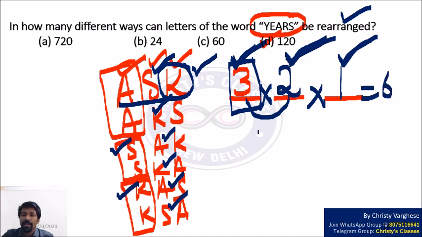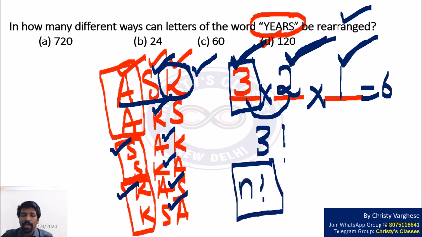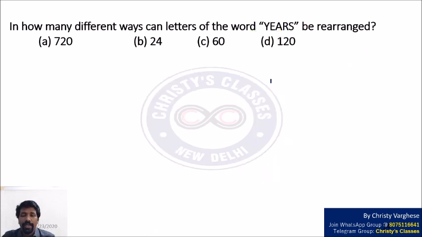Or we can say mathematically 3 factorial, or in general, if it is n letters, n factorial will be the idea. For letter arrangement questions, n factorial is the idea. I hope all of you understood that. Now, there are some exceptions to this, about which I will explain. Here all the letters are different, that is why we can use this n factorial idea. If one of the letters were repeating, there is an exception, or you have to do a little more.